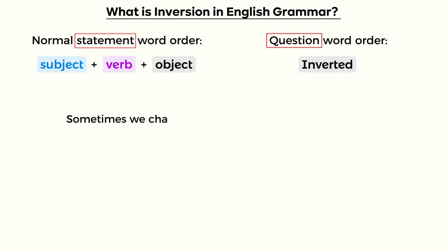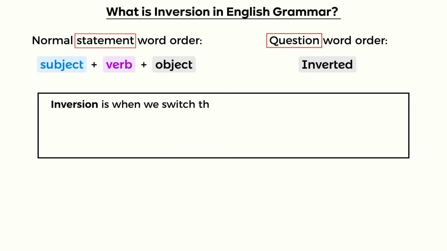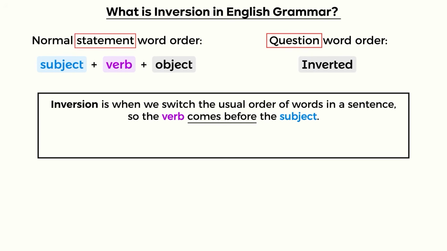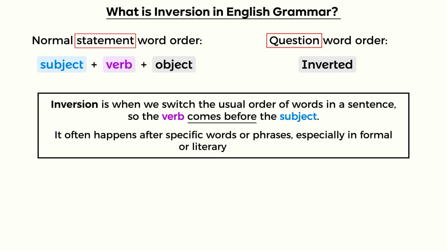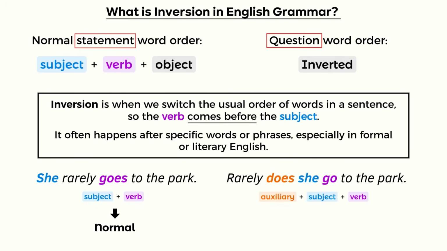However, sometimes we change this word order in certain situations in order to make our sentences more formal, dramatic, or emphatic. This is called inversion. Inversion is when we switch the usual order of words in a sentence so the verb comes before the subject. It often happens after specific words or phrases, especially in formal or literary English. Example: she rarely goes to the park is normal. Rarely does she go to the park is inverted.